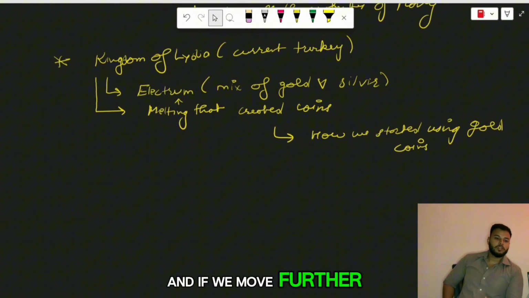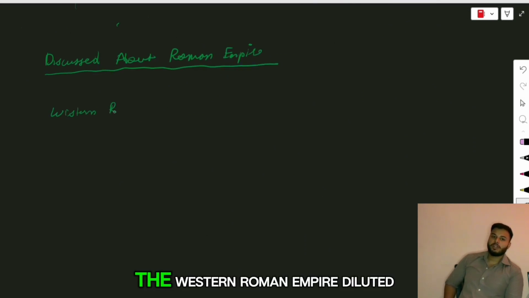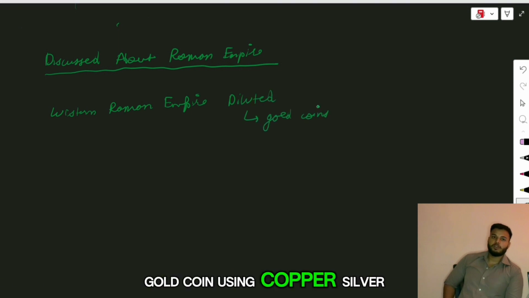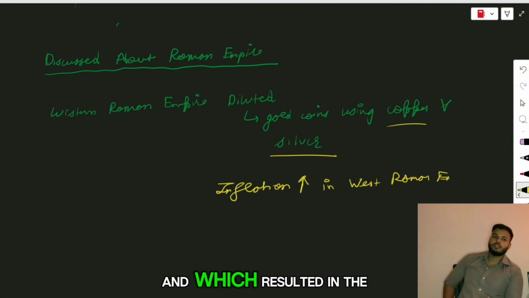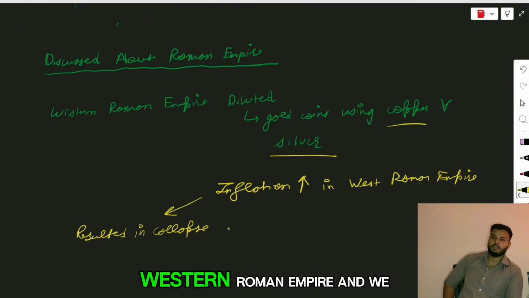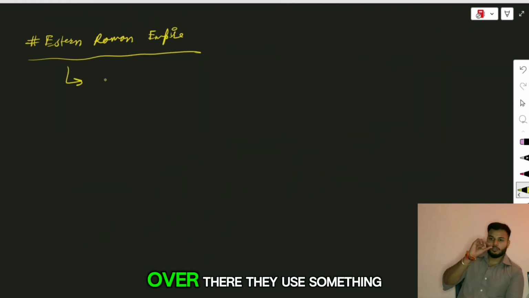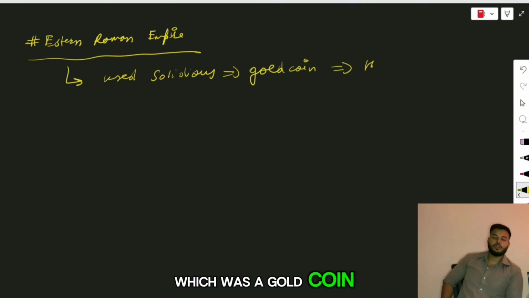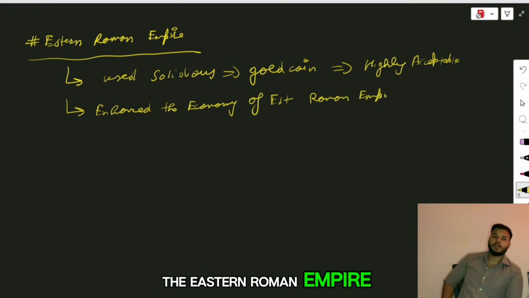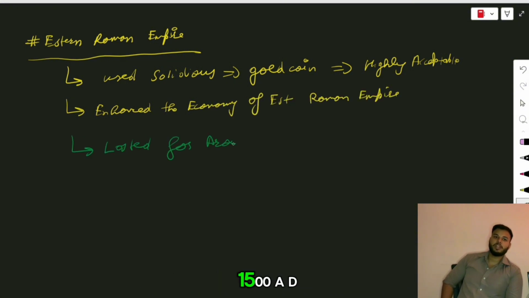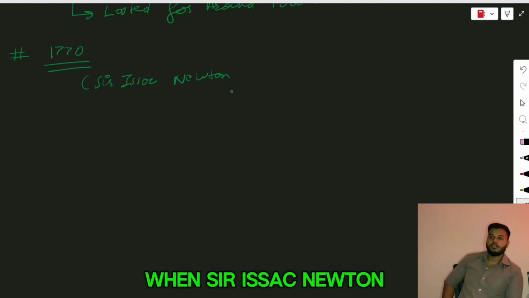If we move further, we discussed the Roman Empire, how the Western Roman Empire diluted gold coins using copper and silver, and due to that, inflation rose and resulted in the collapse of the Western Roman Empire. We also studied the Eastern Roman Empire, where they used the solidus, a highly acceptable gold coin, which enhanced the economy of the Eastern Roman Empire, and it lasted until around 1500 AD.